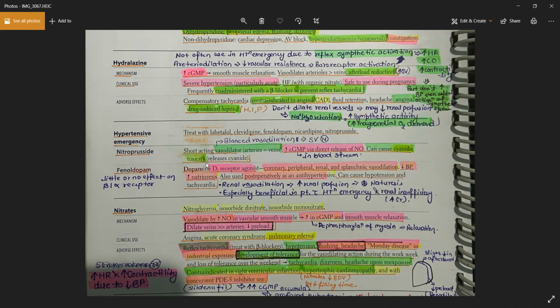Can anyone tell me what cyanide does in my body? Electron transport chain inhibitor. Which complex? Complex 4, yes. And how can I treat the toxicity? By giving vitamin C? Are you sure? Cyanocobalamin, exactly. Vitamin B12, cyanocobalamin, yes.